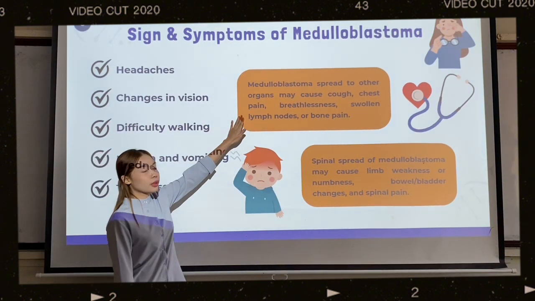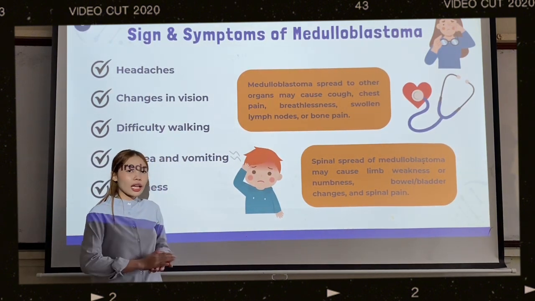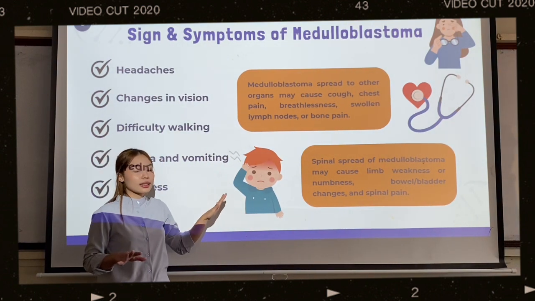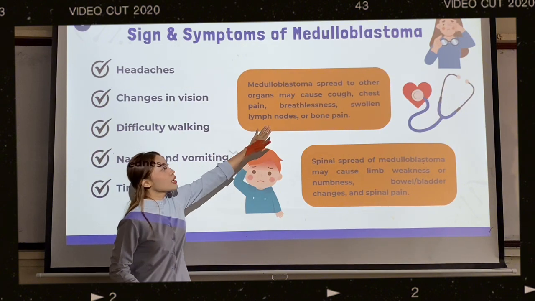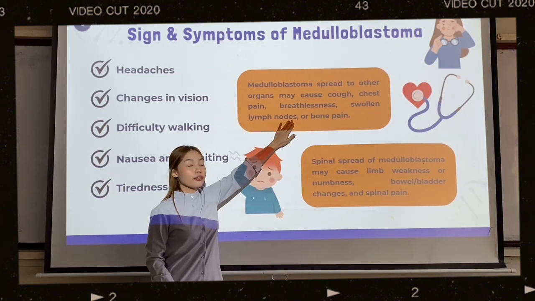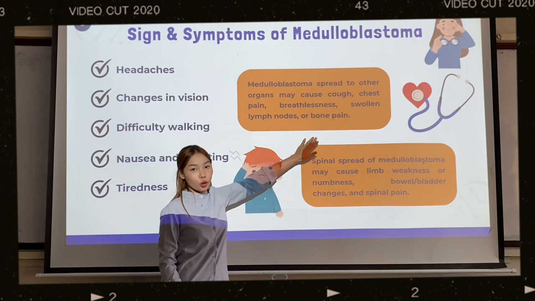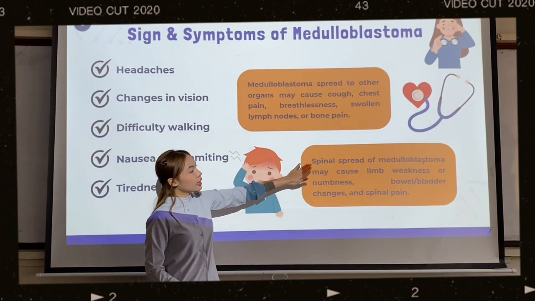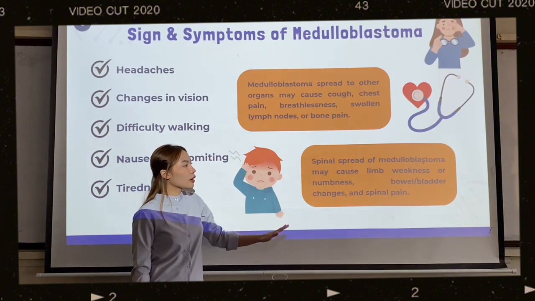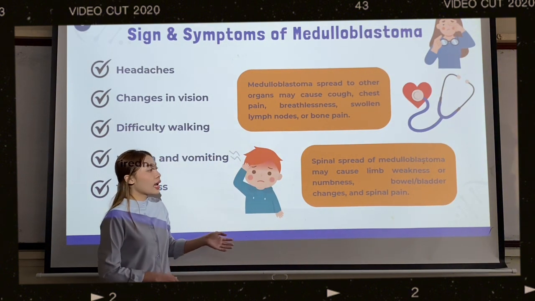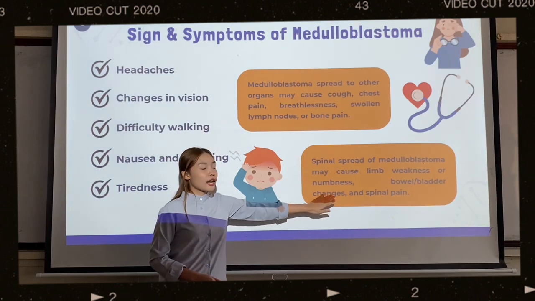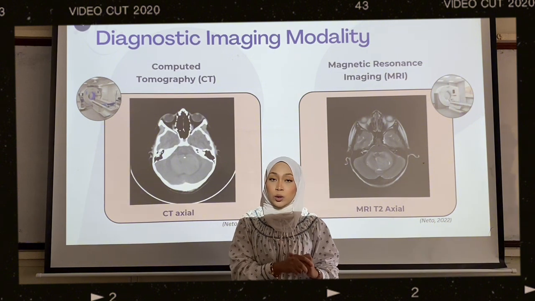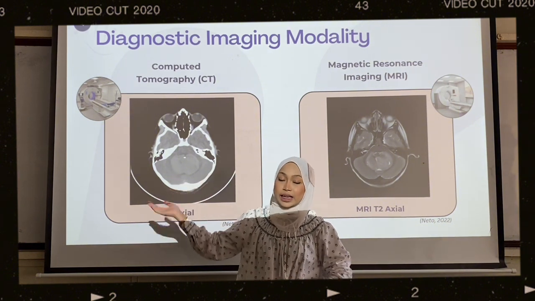Medulloblastoma, since it is a cancer cell, can also spread into other organs and the spinal cord. When it spreads into other organs, it will cause cough, chest pain, breathlessness, swollen lymph nodes, and bone pain. Meanwhile, medulloblastoma that spreads into the spinal cord may cause limb weakness or numbness, bowel or bladder changes, and also spinal pain.